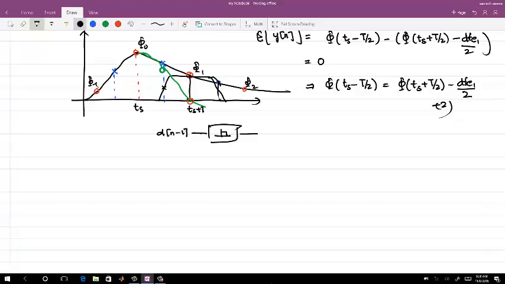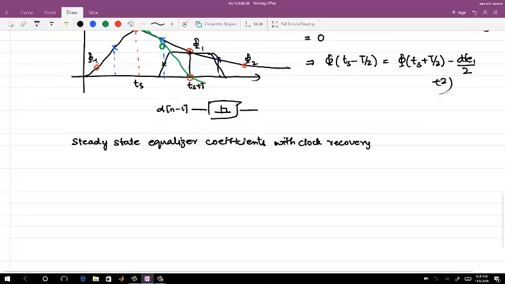So now we will look at the steady state equalizer coefficients with clock recovery. So the thing which we are using for clock recovery is that we always lock to the edge where you are having an average of zero for the edge transition error. Okay, so now let's go with the right.